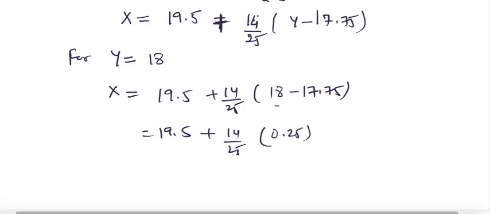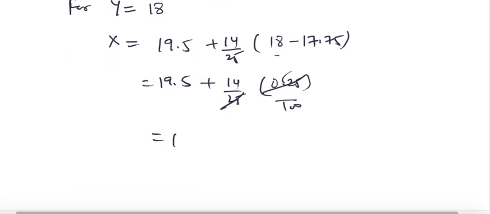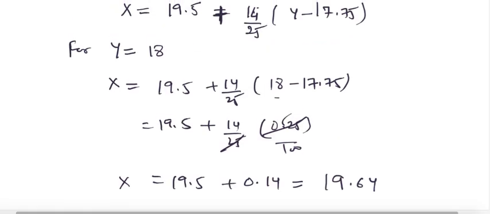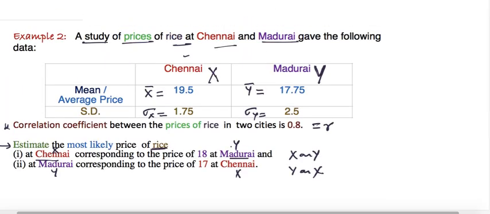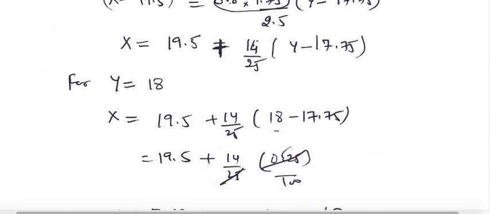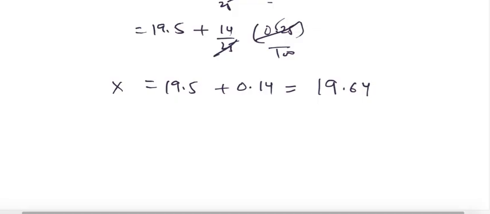So here this decimal we can do it like 100, 25, 25 will get cancelled. So we are almost near to the answer. 14 upon 100 can be written as 0.14 and when we add it we are getting 19.64. So we observe that when the price at Madurai is 18, at that time we can predict the price at Chennai is 19.64.